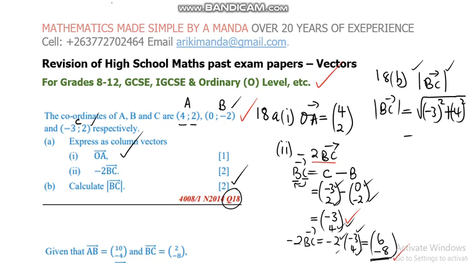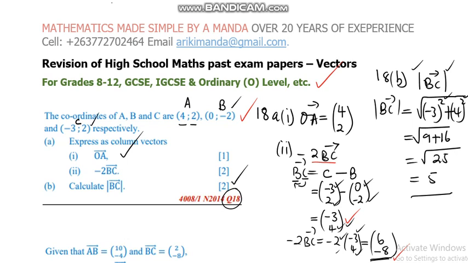And then let's try and simplify. What is -3 squared? We get 9. What is 4 squared? We get 16. What is 9 plus 16? We get 25. What is the square root of 25? That's a 5. This is the answer. So the magnitude or modulus or length of line BC is 5 units. This is our answer. This is fairly easy.